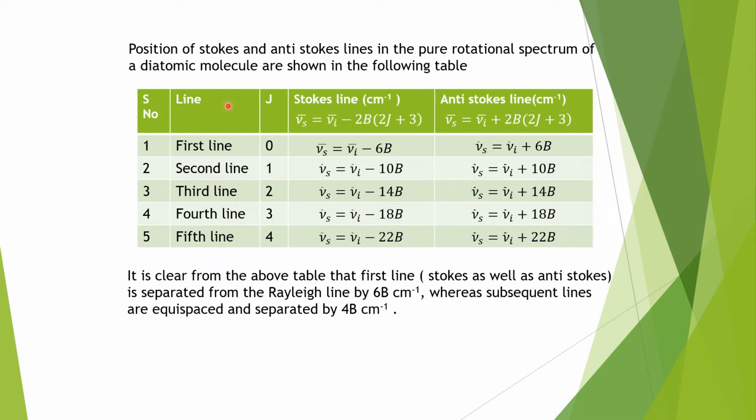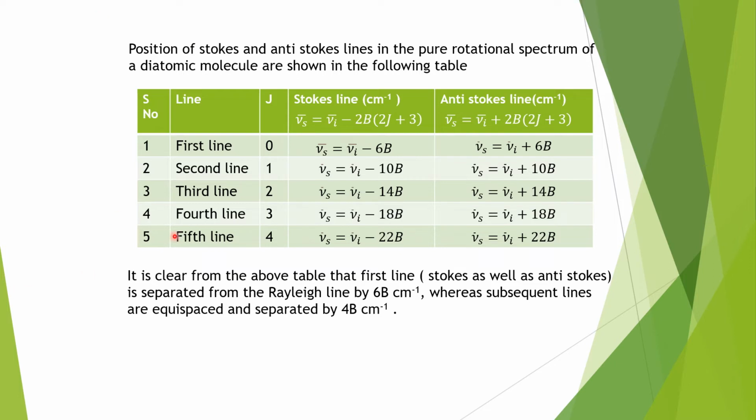For example, here we have the first line, the rotational quantum number J is equal to 0. For the Stokes line, you get ν̄s is equal to ν̄i minus 6B. So here you have to substitute the value of J as 0, because the value of rotational quantum number J is 0. Substitute in this equation and you will get this particular equation. For anti-Stokes line, the equation is ν̄s is equal to ν̄i plus 2B into (2J plus 3). So substitute the value of J as 0, as for the first line J is equal to 0.